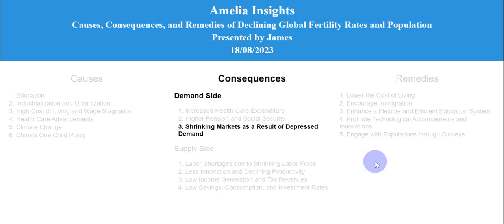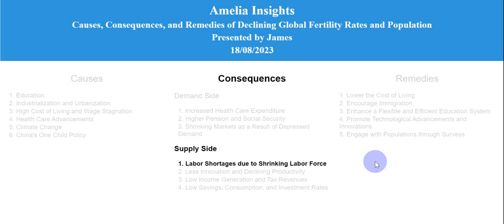Supply side. Turning to the supply side, declining population will lead to labor shortages as a result of shrinking labor force. This will lead to tighter labor market with a higher job vacancy ratio. This will drive up labor costs as businesses will find it harder to hire and retain workers. Secondly, rapidly declining population leads to less innovation and declining productivity.